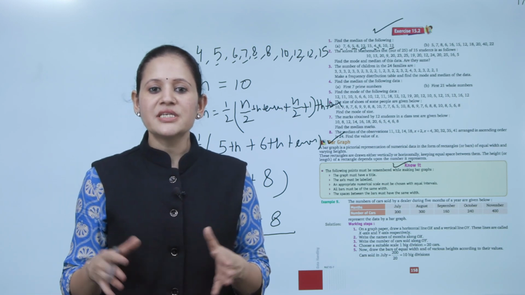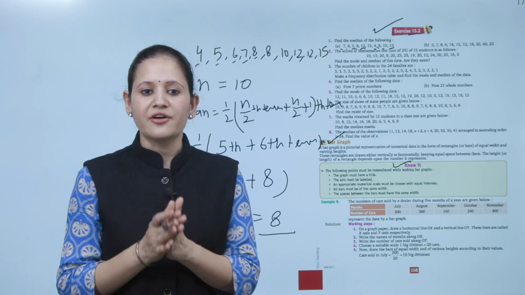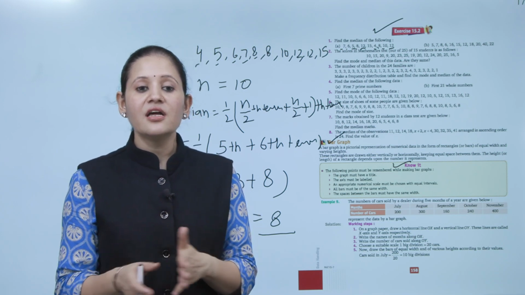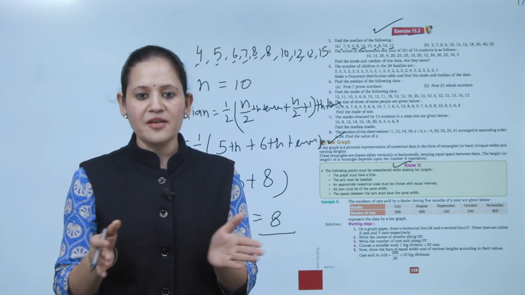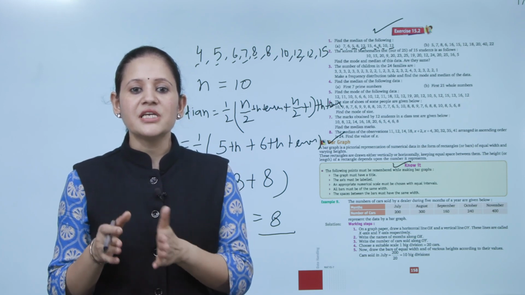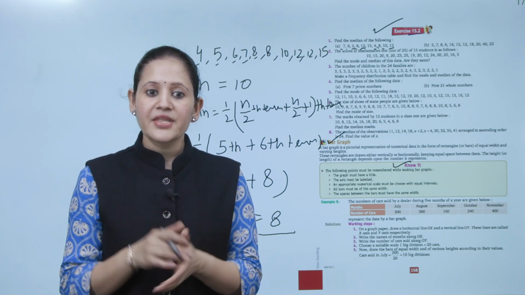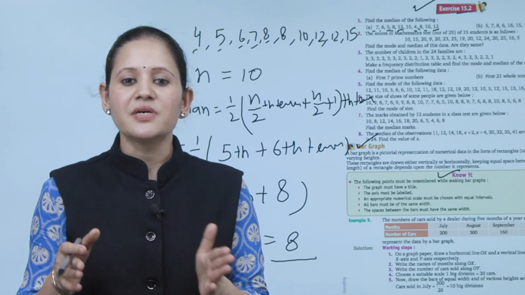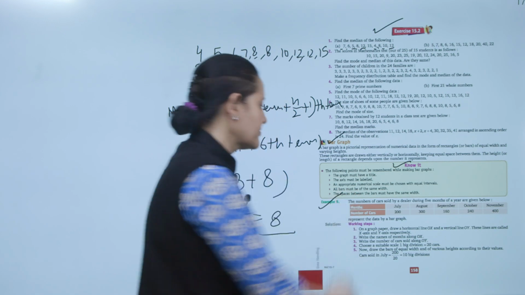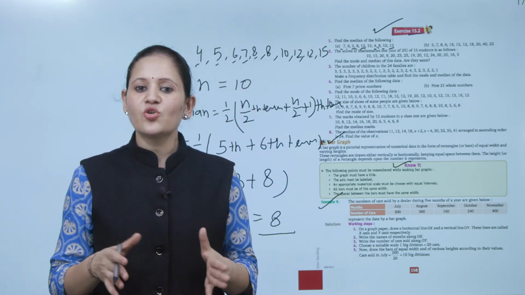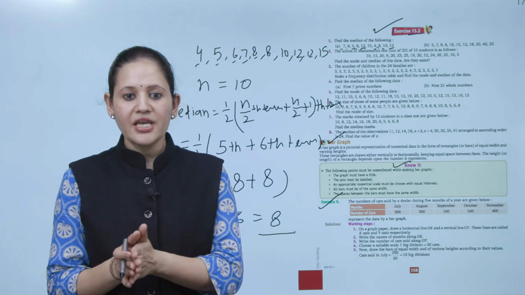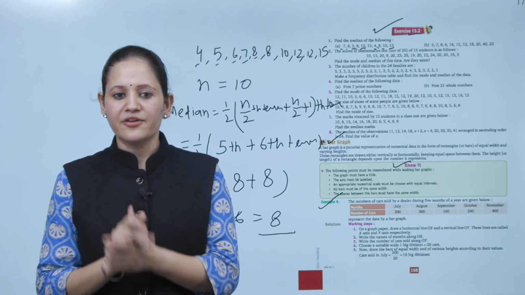The following points must be remembered while making a bar graph. The graph must have a title, the axes must be labeled, and an appropriate numerical scale must be chosen with an equal interval. All bars must be of the same width. The space between the bars must be the same width. Now we'll take an example. The number of cars sold by the dealer during the months of the year are given below. Represent the data by a bar graph.